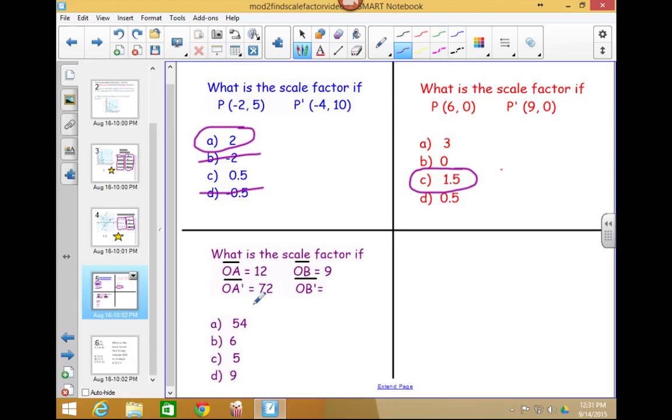This last example looks a little bit different. They did not give me coordinates. They gave me lengths of line segments. The length of OA was 12, and the length of OA prime became 72. The length of OB was 9, and the length of OB prime they did not give me. So we have to look at how they got from OA of 12 to OA prime of 72. Again, we want to find what I multiplied by. 12 times 6 gives me 72. So the scale factor would be 6.